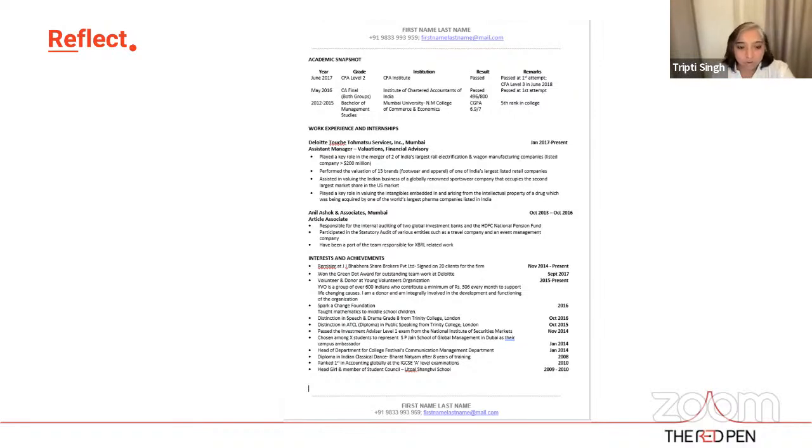Also, when this person writes head of department for college festivals, communication management department, led how many people? What skill did you use there? What impact did you create there? That's a great point to put ahead. And then instead of having 15 interests and achievements, have 3, but have 3 really impactful ones, and that would be amazing, right? Okay. And somebody else who raised their hand?